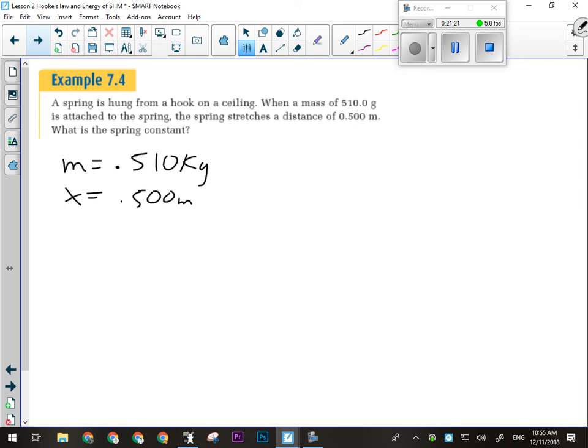So we're looking for the spring constant. The force is going to be calculated by going m times g, because it's the force of gravity that's pulling on the spring. So I'm going to say force of gravity, m times g, equals negative k times x. And I'm going to have 0.510 times negative 9.81 equals negative k times x. And so we just bring everything over here.